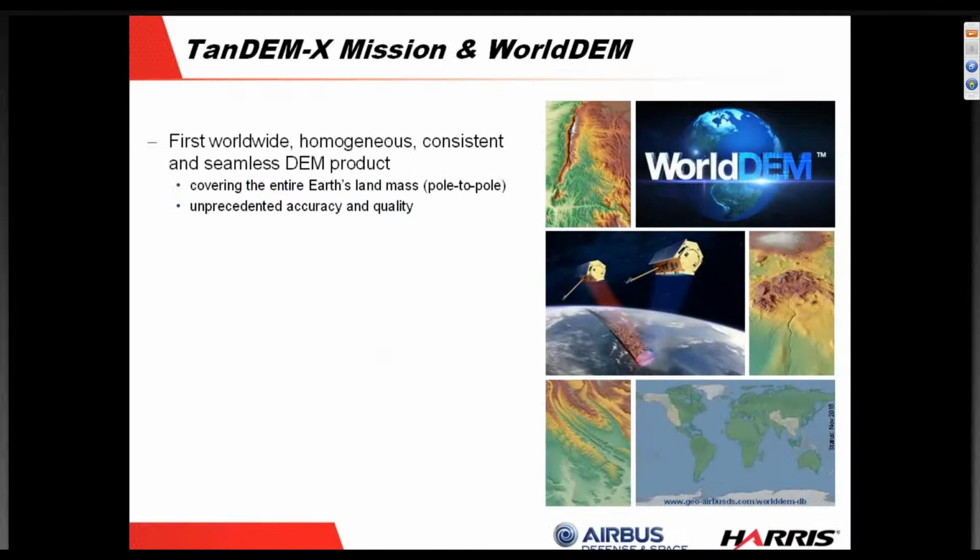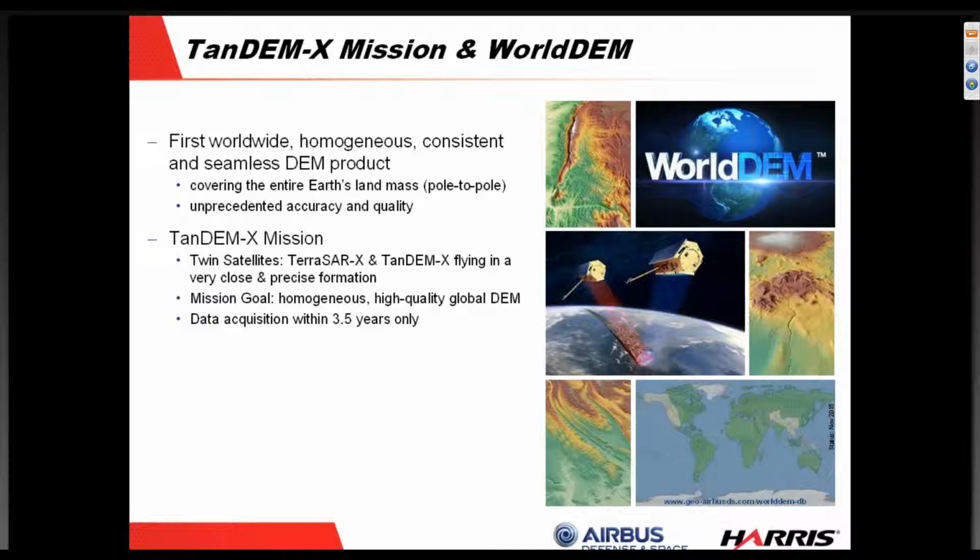Why is WorldDEM a unique elevation model product? It's the first homogeneous, consistent, and seamless elevation model product covering the entire landmass of the Earth. So it's a pole-to-pole data set with an unprecedented accuracy and quality. The data collection was done during the so-called TanDEM-X mission. The two satellites, TerraSAR-X and TanDEM-X, were flying in a close formation, acquiring interferometric data pairs. That means that one satellite was sending the radar pulse, and both sensors were acquiring the backscattered signal, as shown in this little picture on the side.